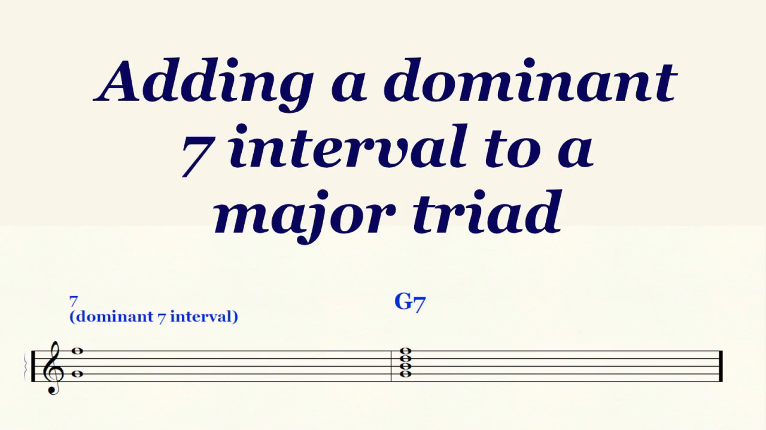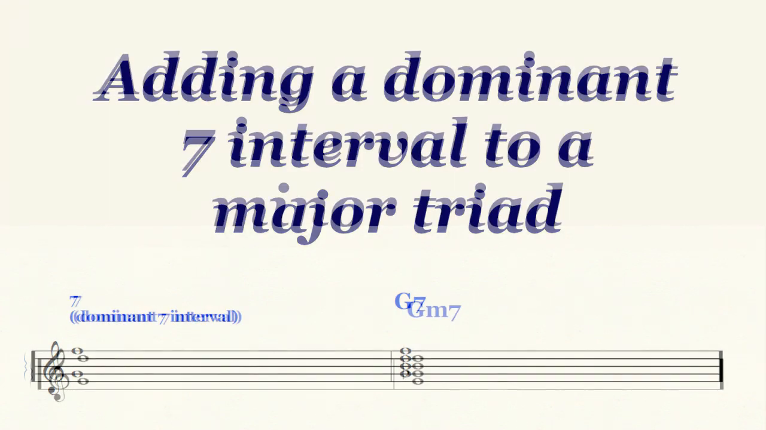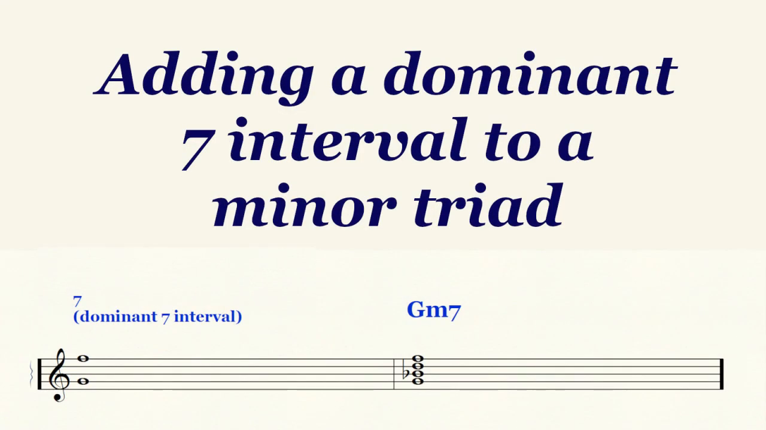The dominant 7 chord, written only with a 7, combines a major triad with the dominant 7th interval. G, B, D, F would be an example. The minor 7th chord, written with a little m plus a 7, combines a minor triad with a dominant 7th interval. G, B flat, D, and F would be an example.